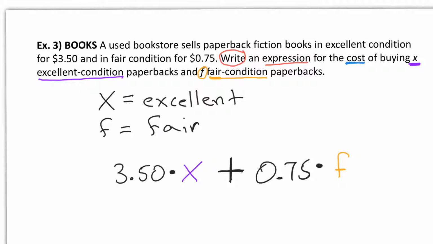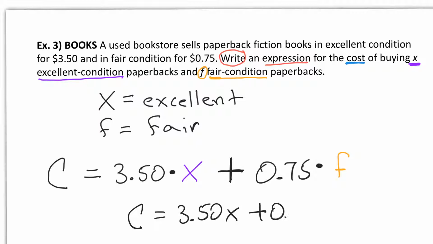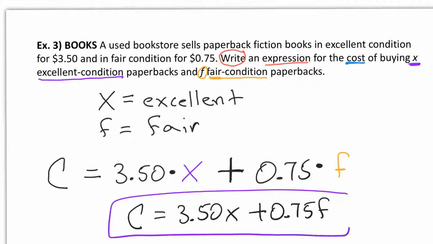So I'm going to put C for cost equals. So this means that the cost, how much money you need to pay, depends on this equation. Now you don't need that times in the middle. So we can rewrite it as the cost equals 3.50x plus 0.75f.